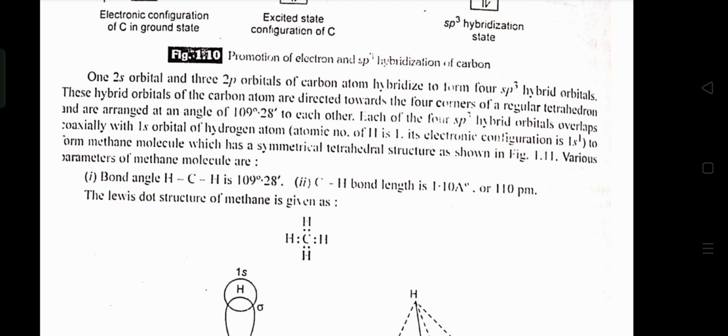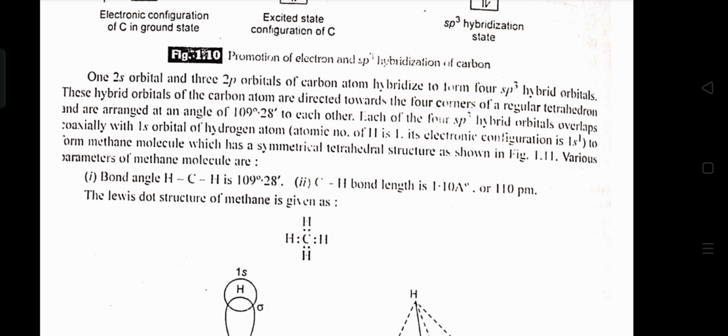One 2s orbital and three 2p orbitals of the carbon atom hybridize to form four sp3 hybrid orbitals. These hybrid orbitals of the carbon atom are directed towards the four corners of a regular tetrahedron and are arranged at an angle of 109 degrees 28 minutes to each other. Each of the four sp3 hybrid orbitals overlaps coaxially with the 1s orbital of a hydrogen atom. The atomic number of H is 1 and its electronic configuration is 1s1. This forms the methane molecule, which has a symmetrical tetrahedral structure as shown in the figure.